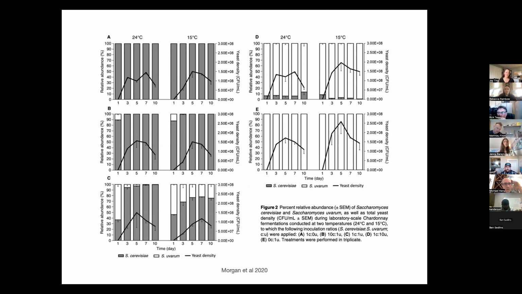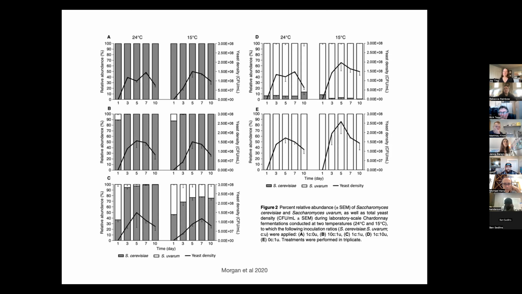This particular diagram is showing the proportion of Saccharomyces cerevisiae, which is the darker gray, to Saccharomyces uvarum, which is the unshaded portion of the column, depending on inoculation ratio. The third one down, marked C, is at a 50-50 ratio. You can see that at warmer temperatures, cerevisiae takes over. At cooler temperatures, uvarum hangs around at about 25%. But D in the upper right-hand corner shows what happens with a 10-to-1 ratio of uvarum: uvarum holds its own against Saccharomyces cerevisiae.